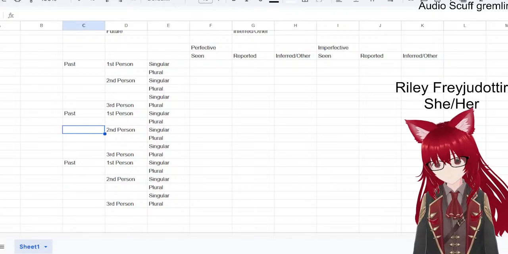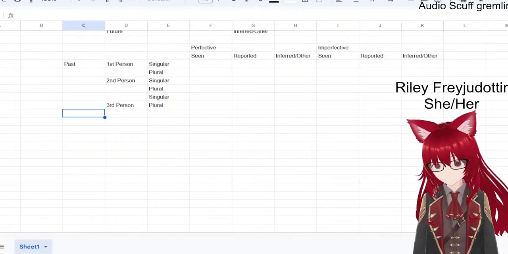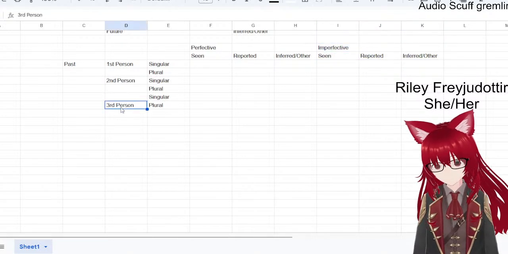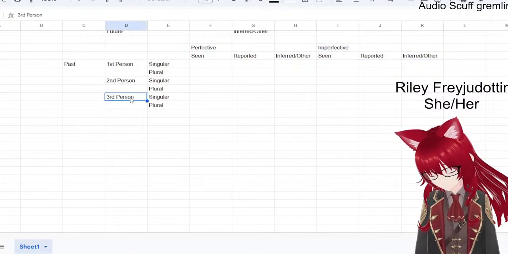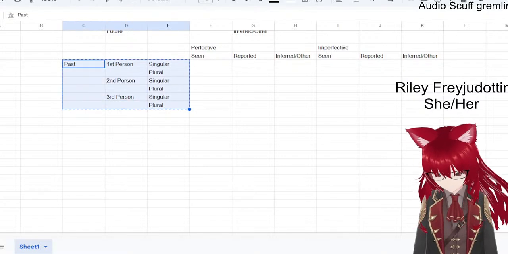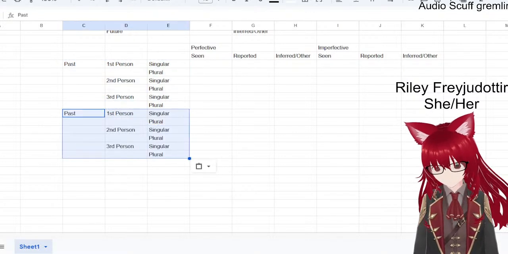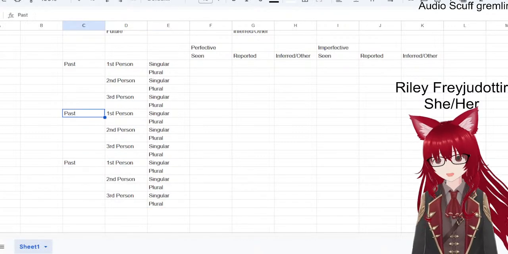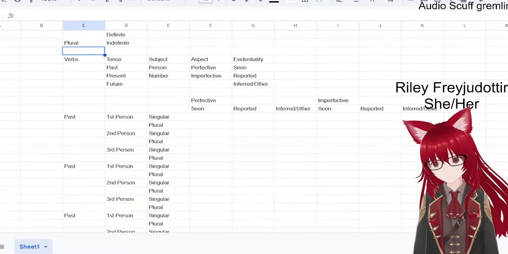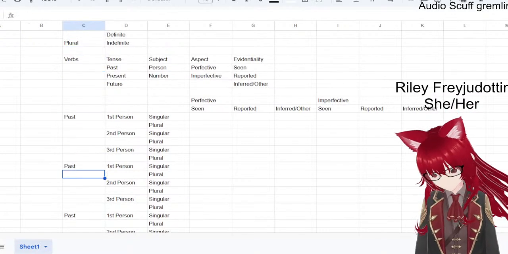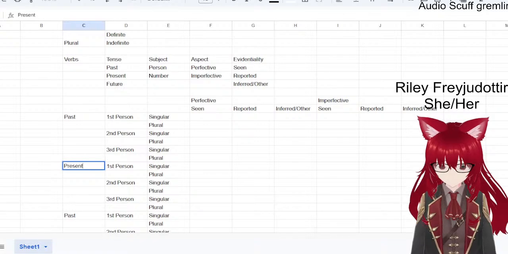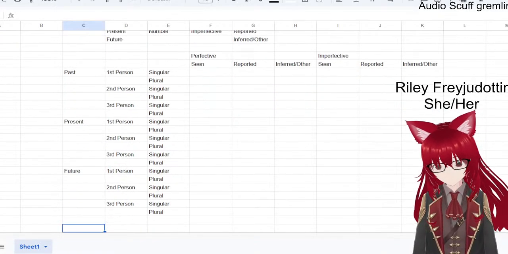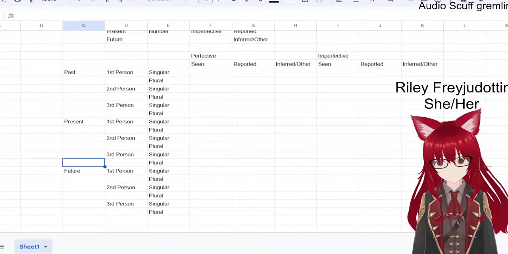If you ever want inspiration on kinds of things to do with this, you can go on Wiktionary and look up a random verb in a random language, and it'll give you the conjugation tables.